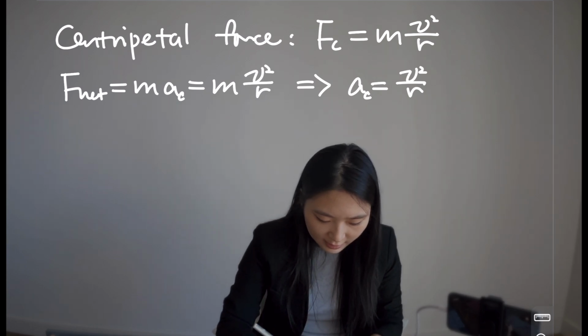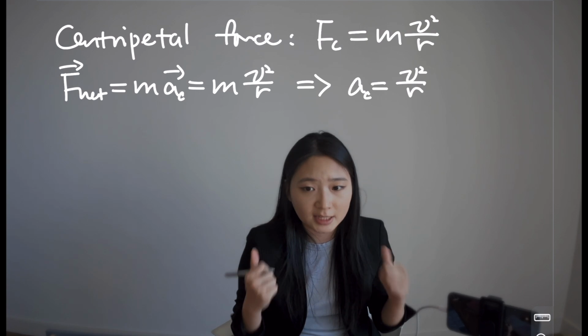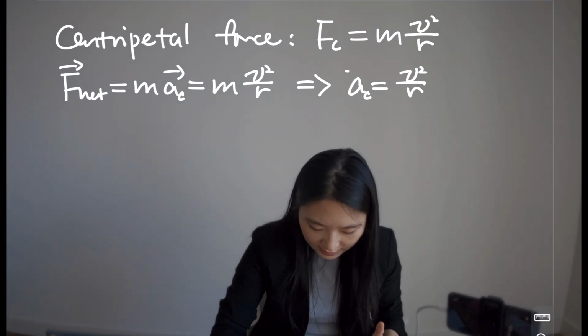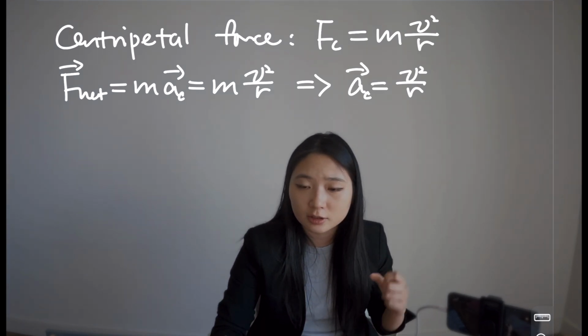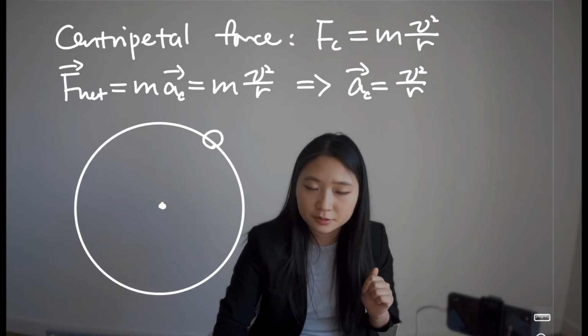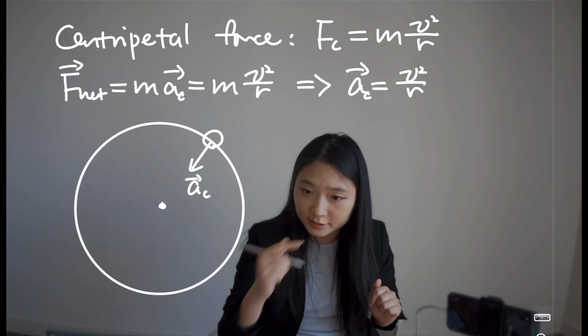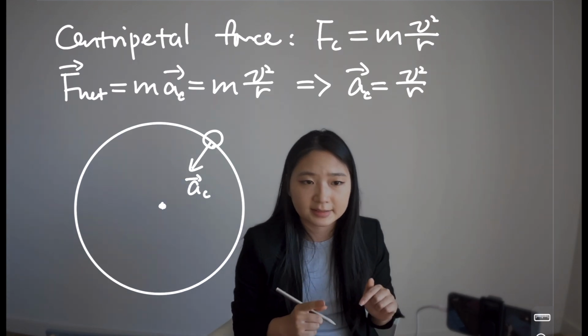Okay, then we know that since net force and acceleration are always pointing in the same direction, this centripetal acceleration must also be pointing to the center all the time. For any object that's going through circular motion, its centripetal acceleration is also pointing to the center. I'm just going to refer to it as AC.